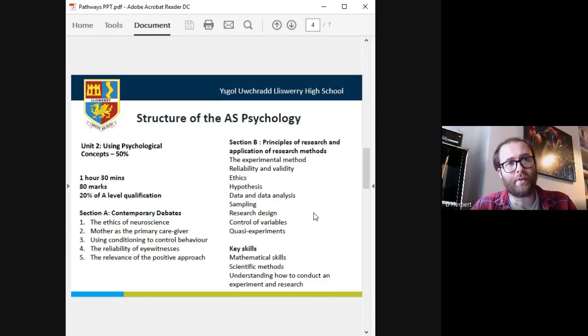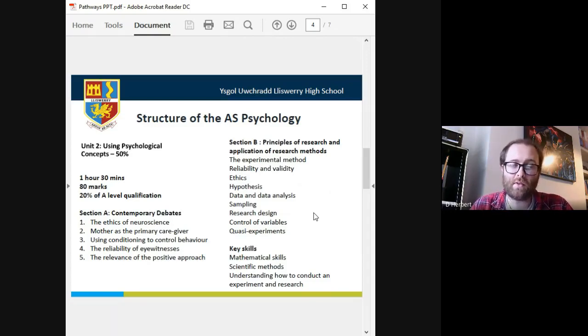The second unit is called Using Psychological Concepts, and that's more the scientific understanding of psychology. That's broken down into two sections, Section A and Section B. Section A is the contemporary debate, because that's linked to what you'll learn in Unit 1. For example, you'll look at the different assumptions in Unit 1, and then you look at current debates around those assumptions. So we look at 5 different debates related to those 5 assumptions.